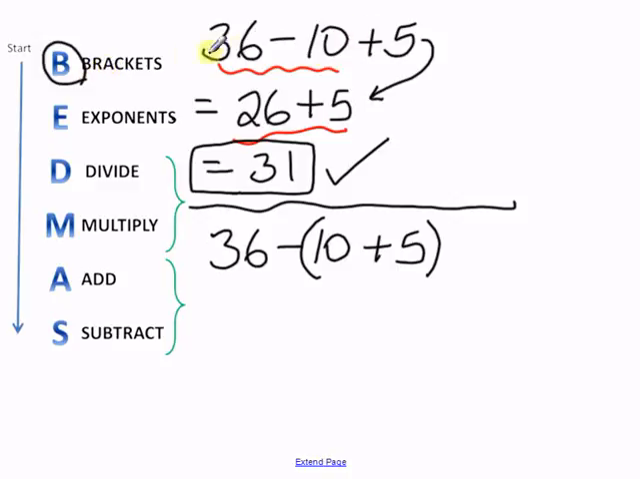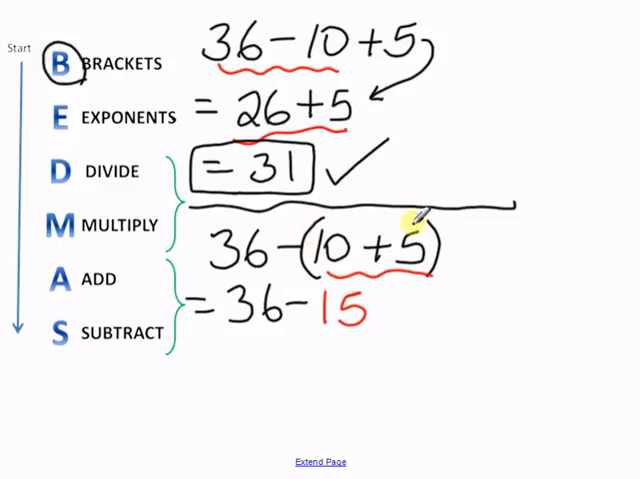The first time around there weren't any, so we skipped right down to here. Chose between add and subtract. I can't do that now because the brackets make me do this first. So, okay. There we go. I'm going to start out by keeping the 36 subtract because I'm not doing anything with this yet. I'm trying to figure out what I'm subtracting away from the 36. That's why I'm going to do the math in the brackets first. So 10 plus 5 in the brackets is 15.